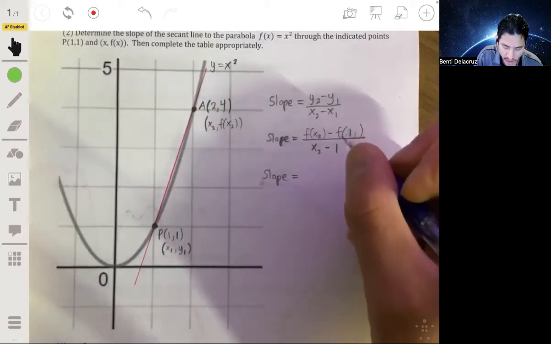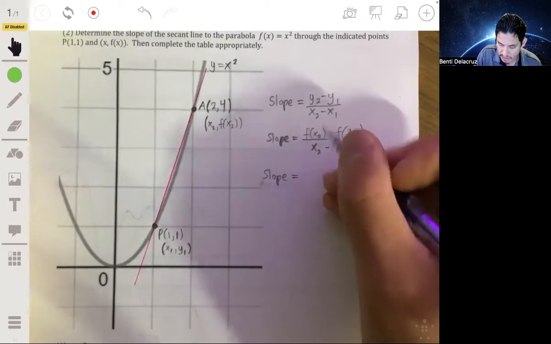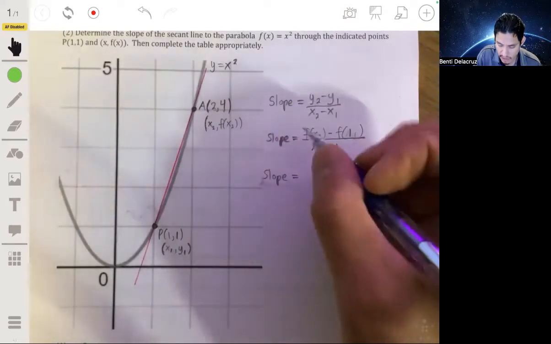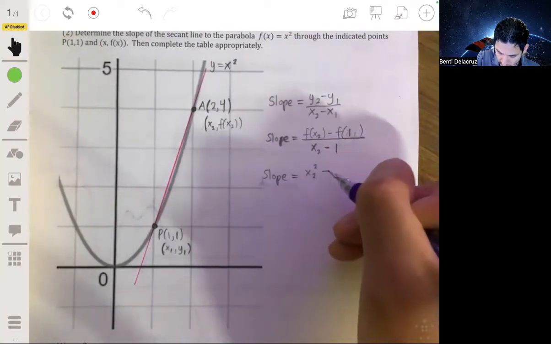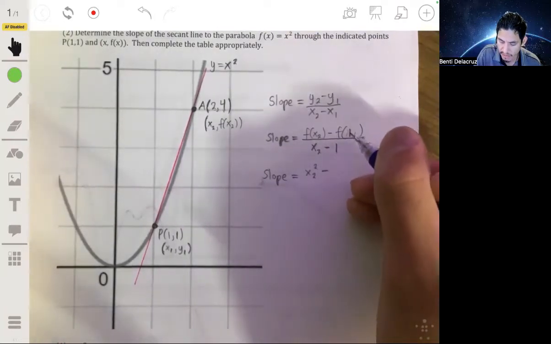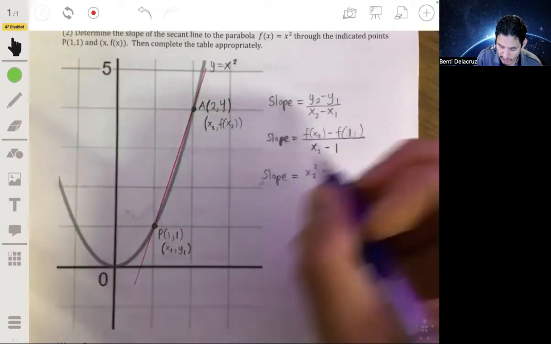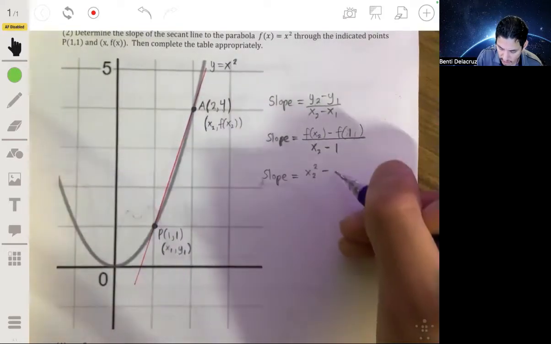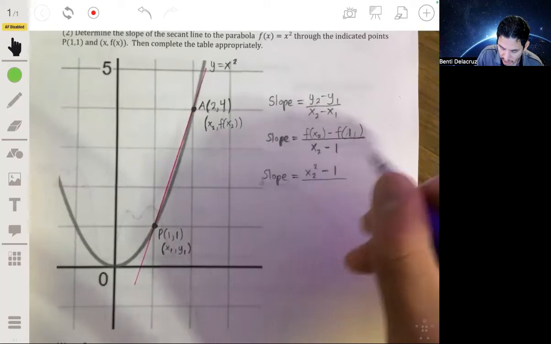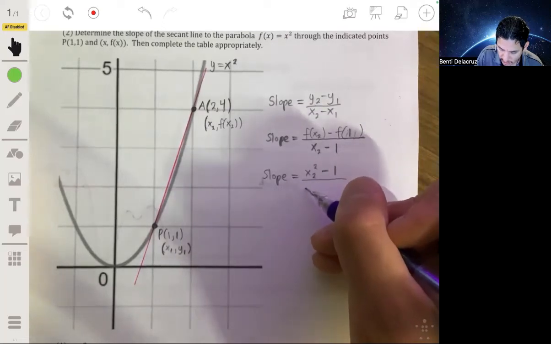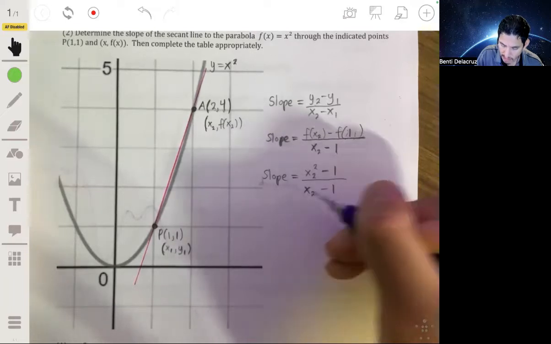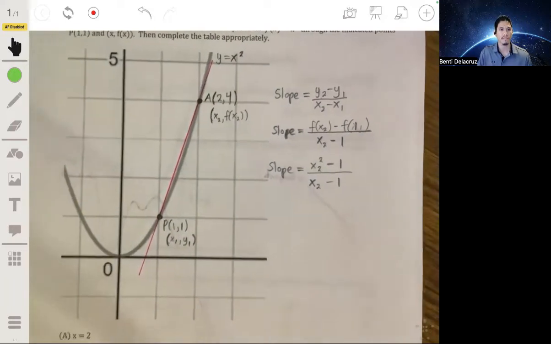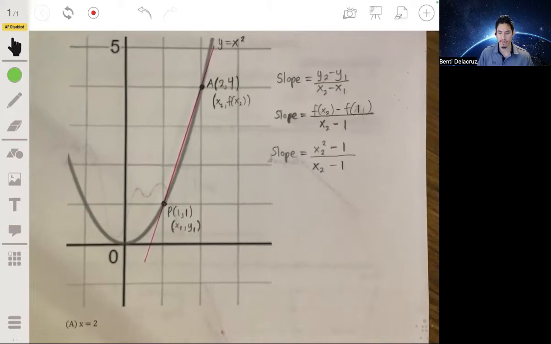Let's go a little further. f of x2, since we're dealing with the equation y equals x squared, f of x2 is x2 squared. So we're taking whatever that value is, x2 squared, and from that we're subtracting f of x1. And f of x1 is always going to be 1, and same thing with y1. So we can write that as x2 minus 1. So that's just a simple way to keep in mind.